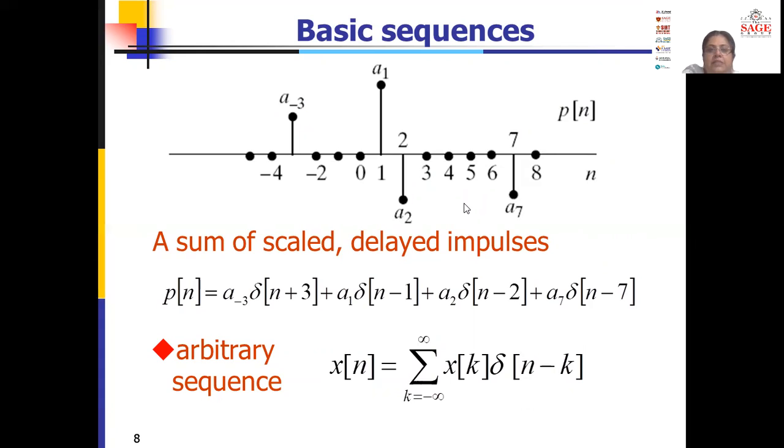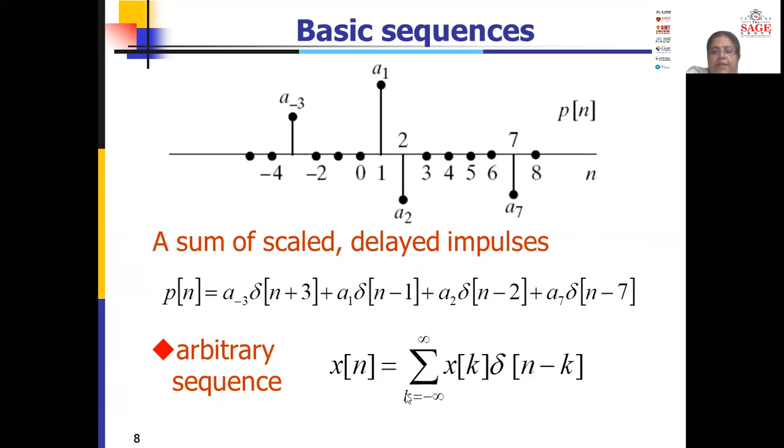Now this is the sum of scaled delayed impulses. We can delay the impulses at regular delay points. We have shifted the impulse to the left hand side as well as to the right hand side, and n naught is the delay, or advance, whose value will be an integer.